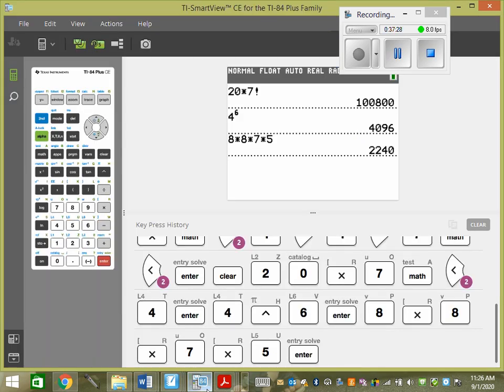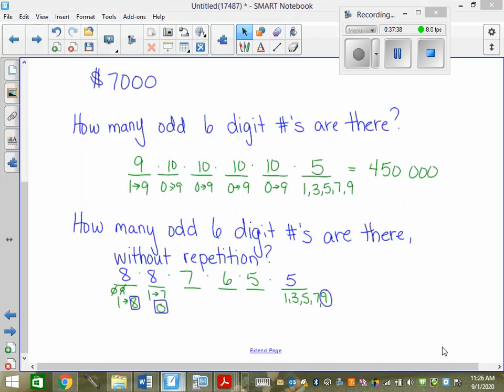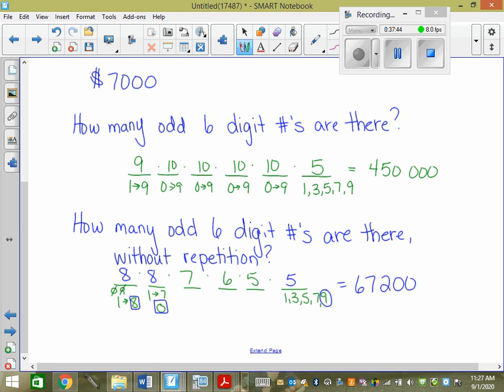So, we have 8 times 8 times 7 times 6 times 5 times 5. 67,200. So it dropped substantially this time than last time, right? But it's more numbers that you could have repetitions with. That is it.